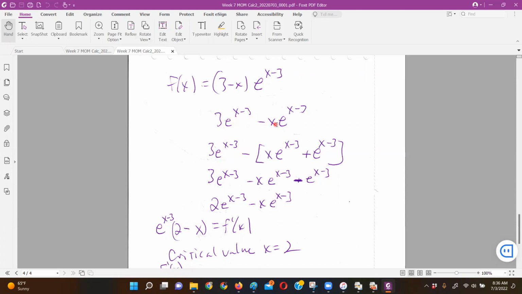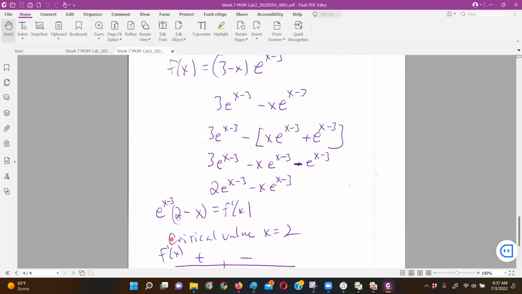And this one, I've got a product going on, and you need to use the product rule. So I stuck the negative out in front, and I said first times the derivative of the second, plus the second times the derivative of x, which is 1. Then I distributed the negative through, combined like terms, and then factored out the e to the x minus 3. That let me find the critical value. Remember, that's never equal to 0 because it's an exponential function, right? And it's not shifted down. It's shifted right 3, but it's not shifted down.